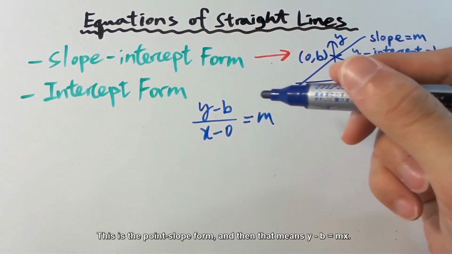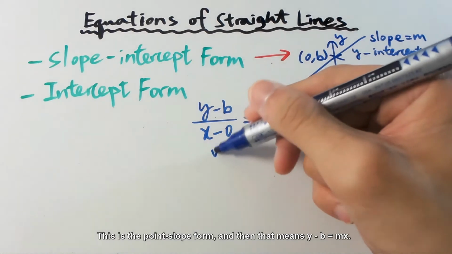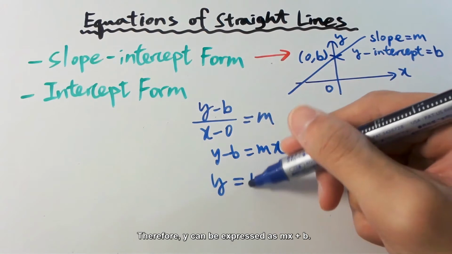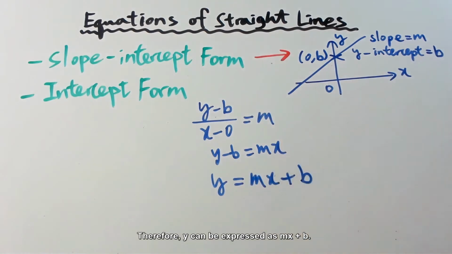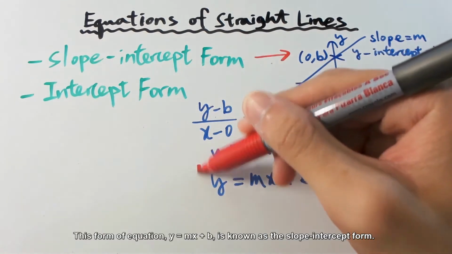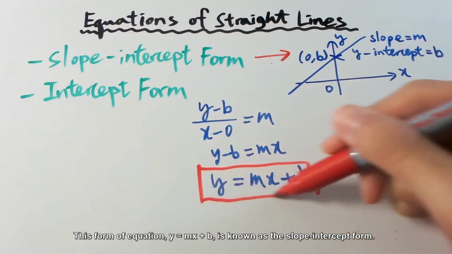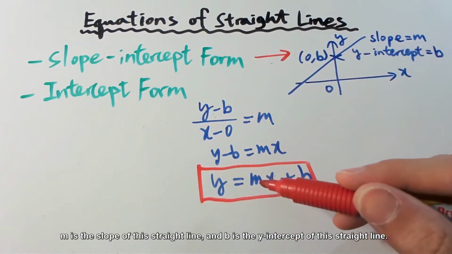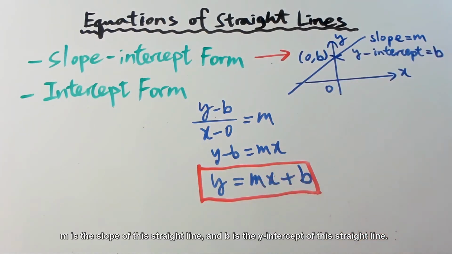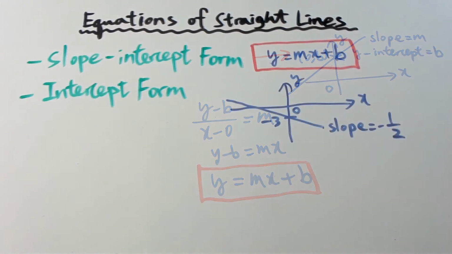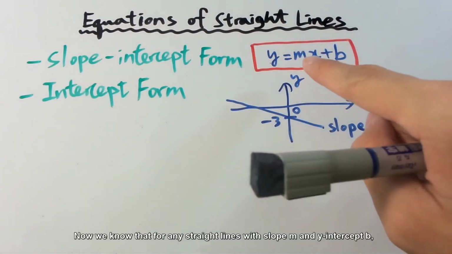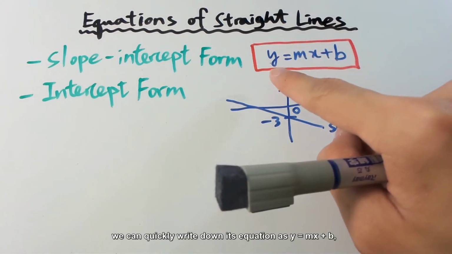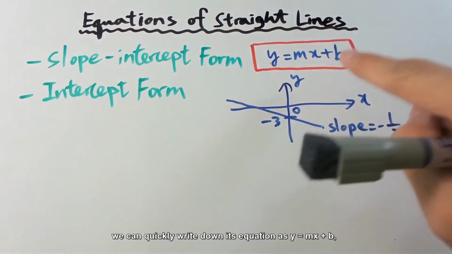This is the point slope form. That means y minus b is equal to mx. Therefore, y can be expressed as mx plus b. This form of equation, y equals mx plus b, is known as the slope-intercept form. m is the slope of this straight line and b is the y-intercept. Now we know that for any straight line with slope m and y-intercept b, we can quickly write down its equation as y equals mx plus b.